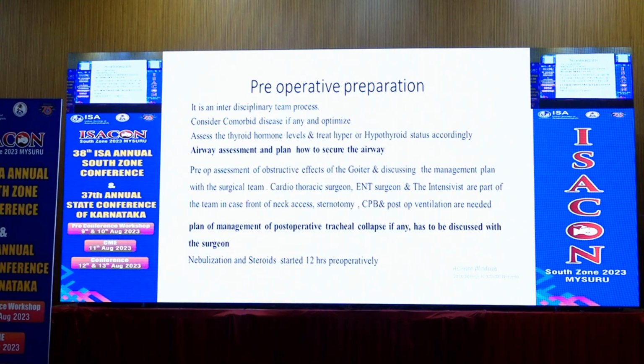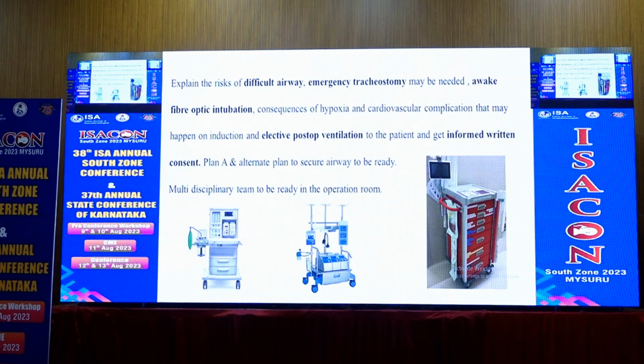So how will you prepare them? We have done all these investigations. So it's an interdisciplinary team process. Arna ma'am was also talking about that. Consider the comorbid diseases and treat them, optimize the patient, and when you plan how to secure the airway, please discuss this with the surgeons and also explain everything to the patient and get a patient consent, because the patient has to know what can happen and whether he'll be needing elective post-op ventilation or whether he'll have a tracheostomy. So it's always better to explain everything and get the team ready and optimize the patient. So this is what we should do.